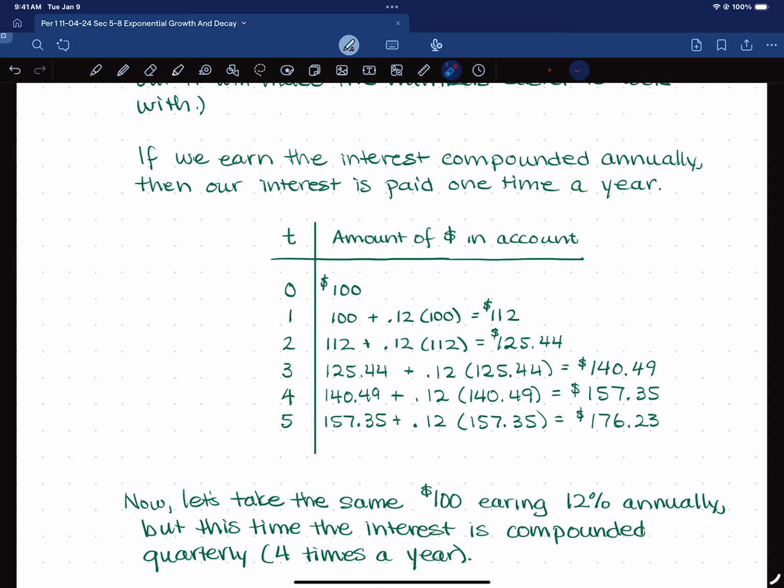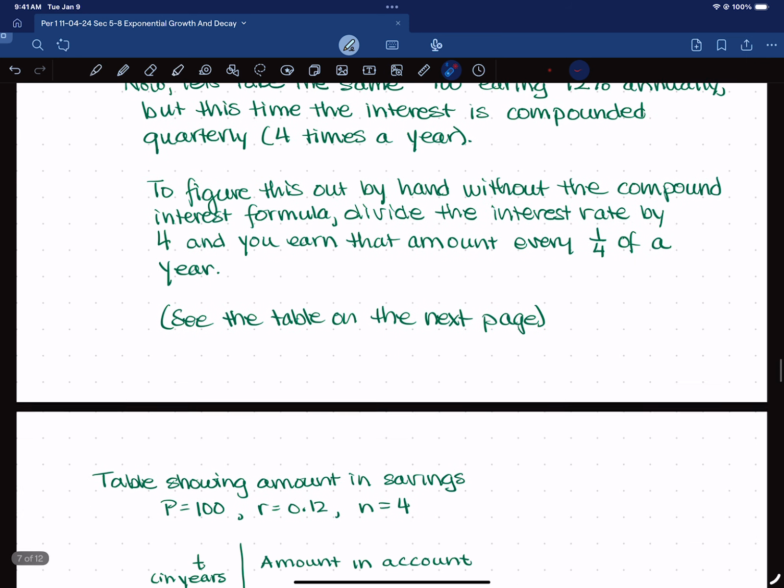So that's compounded annually. But now, what would happen if we did the same thing? We're going to start with $100. We're going to earn 12% annually, but it's going to be compounded quarterly. What does that mean? You're earning 12% interest annually, but it gets compounded quarterly. Here's what it means.